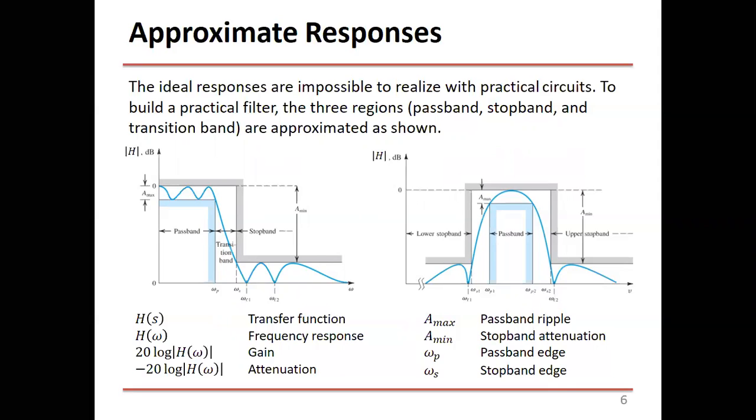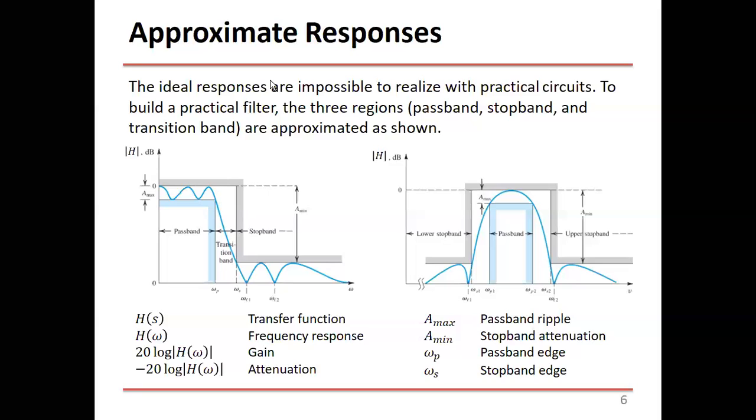When someone gives you a filter specification, he's not going to tell you, I need the gain to be constant all the time until the cutoff frequency and then zero after that. No, he's going to tell you, I need the gain to be within certain attenuation or gain. So the maximum gain should be 1 or 0 dB, and I accept to go below 0 dB to like 0.1 dB or something. And this can go until you reach a certain frequency. We call it the passband edge. So this is the edge of the passband.